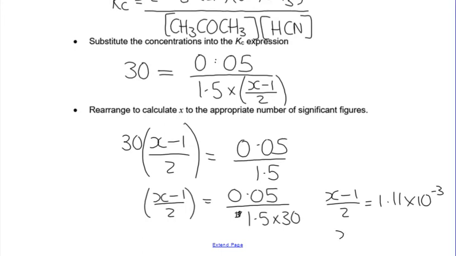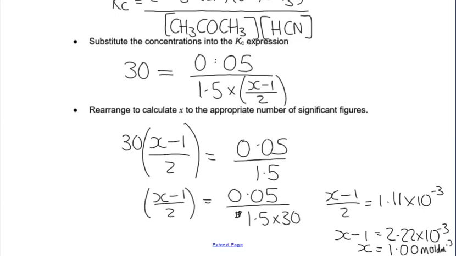So I'm going to multiply both sides by 2. I get 2.22 times 10 to the minus 3. And then I'm going to add 1 to both sides. And I get 1.0022. So let's have a look at our significant figures: 3 significant figures, 1.00 to 3 significant figures. Mole dm minus 3 is a concentration. Okay, so that was a little bit trickier because there's a bit of algebra at the end.